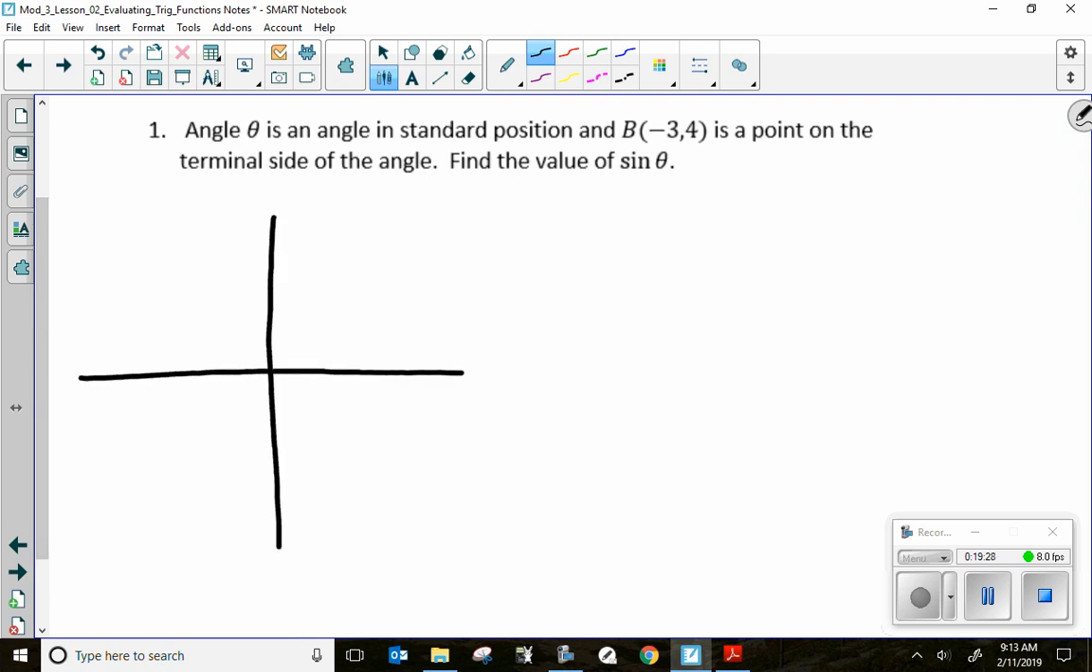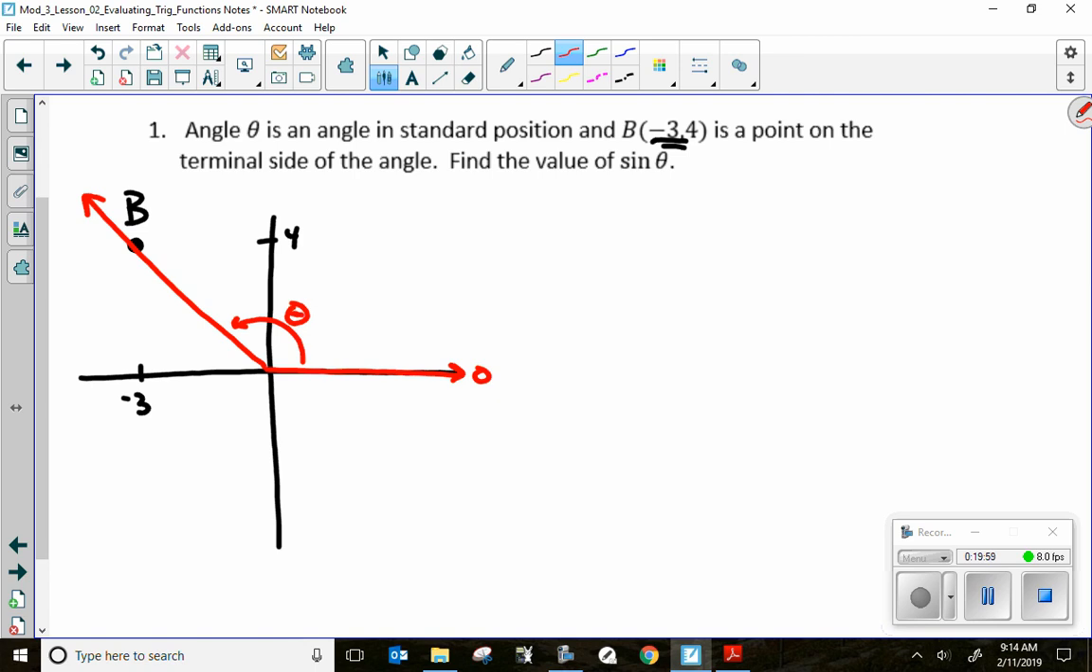an axis. Okay? And I'm going to plot the point negative 3, 4. Here's negative 3. Up here is 4. So if I plot this point, it's right there. They're saying that point B is actually a point on the terminal side of angle theta. So if I start here at 0 degrees, my terminal side goes right through there. And this is angle theta. Okay?